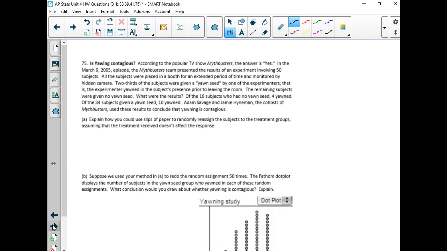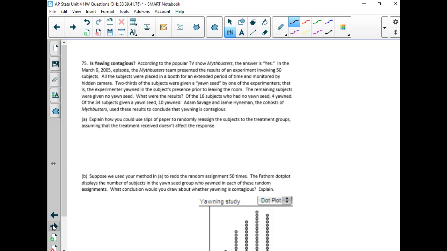What were the results? Of the 16 subjects who had no yawn seed, 4 yawned. Of the 34 subjects given a yawn seed, 10 yawned. Adam Savage and Jamie Hyneman, the co-hosts of Mythbusters, used these results to conclude that yawning is contagious. Explain how you could use slips of paper to randomly reassign the subjects to the treatment groups, assuming the treatment received didn't affect the response.